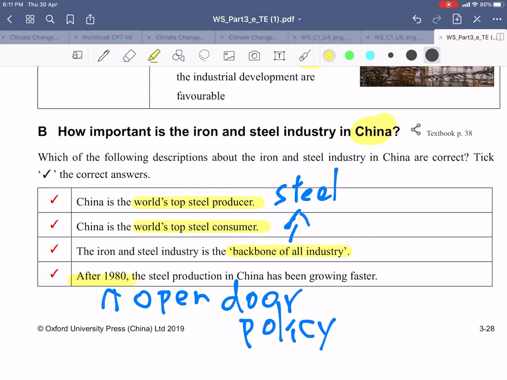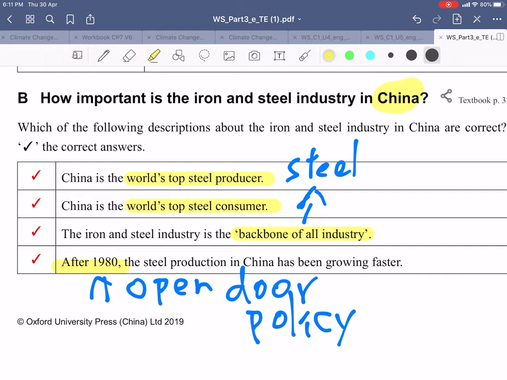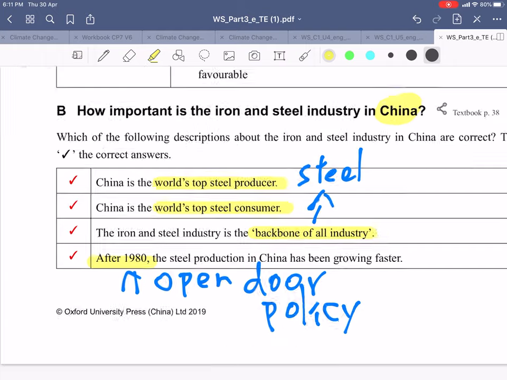I don't think so. When you build up a new town, you need a lot of cars that facilitate transport to that area, and also building a lot of houses, which also needs steel. Especially after 1980, the steel production in China is growing faster.